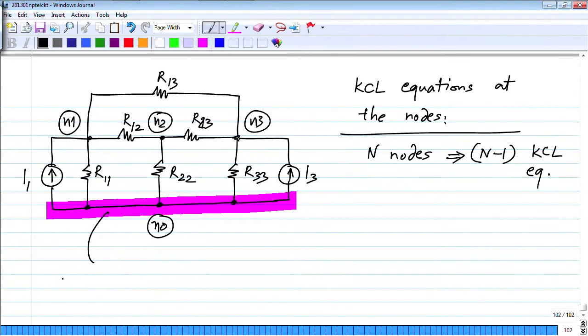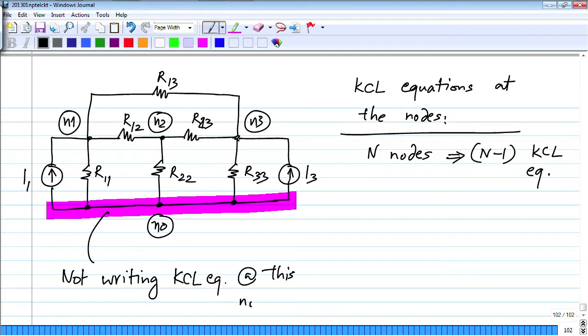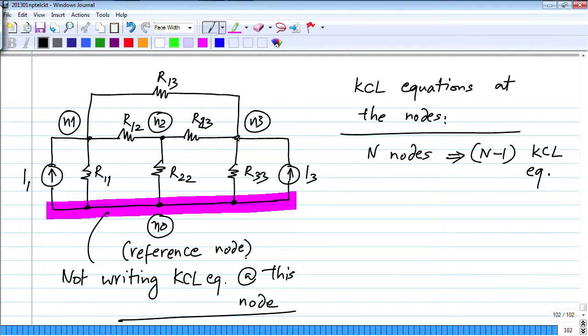Now, such a node, the node where you are not writing the KCL equation, is called the reference node. And again, the reason for this terminology will become clear. Okay. So, what I am going to do is to write KCL equations at n1, n2 and n3. In this case, I just arbitrarily chose not to write it at n0. You could have chosen not to write it at n1 and write it at n0, n2, n3, or you can basically, out of the n nodes, choose any one node and say that you are not going to write the equation at that node.